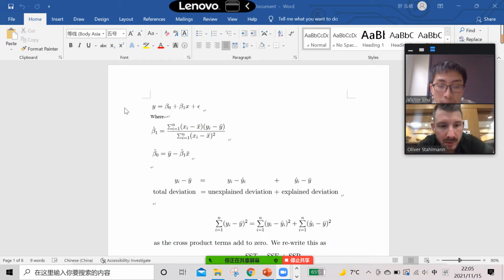So the calculation of the slope is the sum of each value of x minus the average of x, times each value of y minus the average of y, divided by each value of x minus the average? Yes, it's a sum of the product. The numerator is a sum of the product of each residual of x times each residual of y. And the denominator is the residual of x squared. Yes.